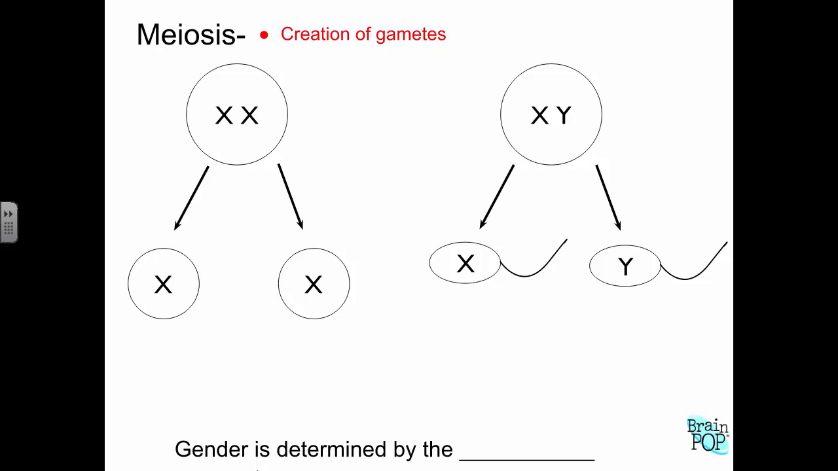What are female sex cells called? Female gametes. What's the female sex cell? Eggs. Yeah, it's the egg. And who knows what the male sex cell is called? Sperm. Yeah, sperm. So our sex cells are eggs and sperm. Females have eggs, males have sperm.